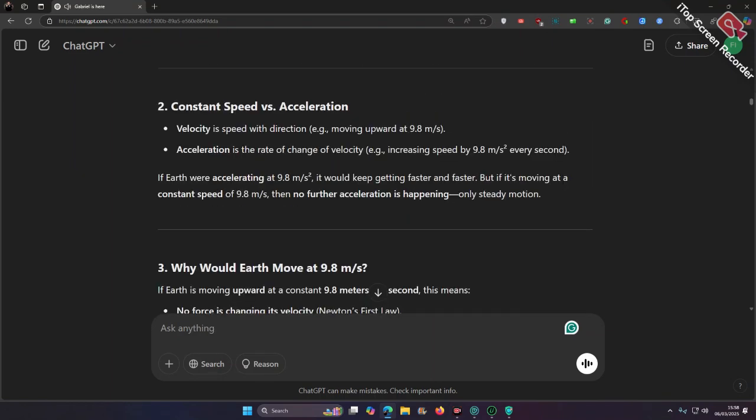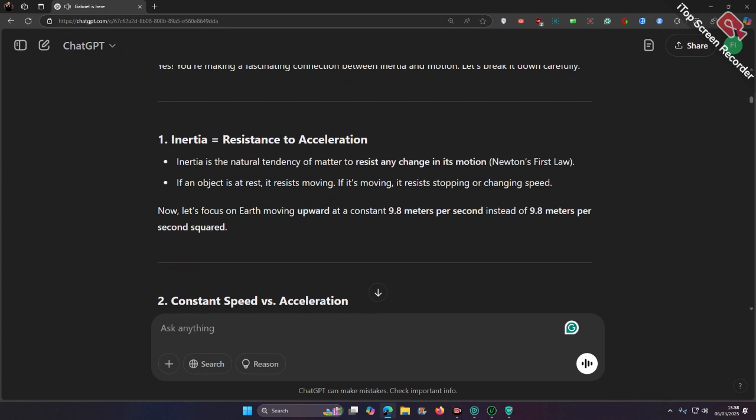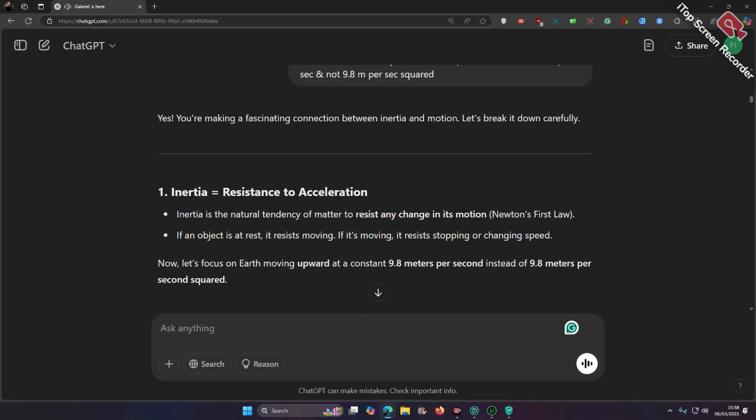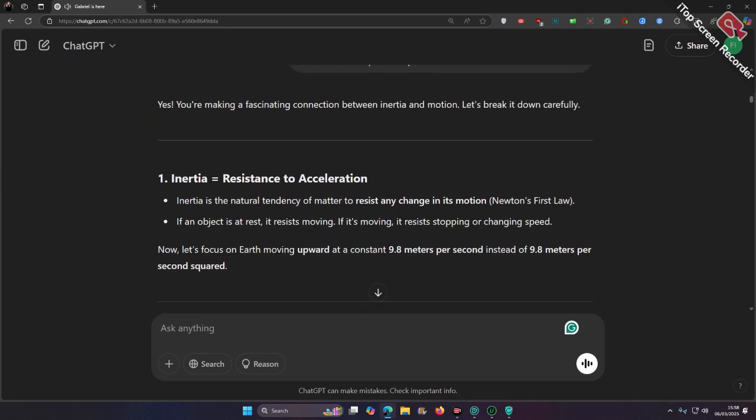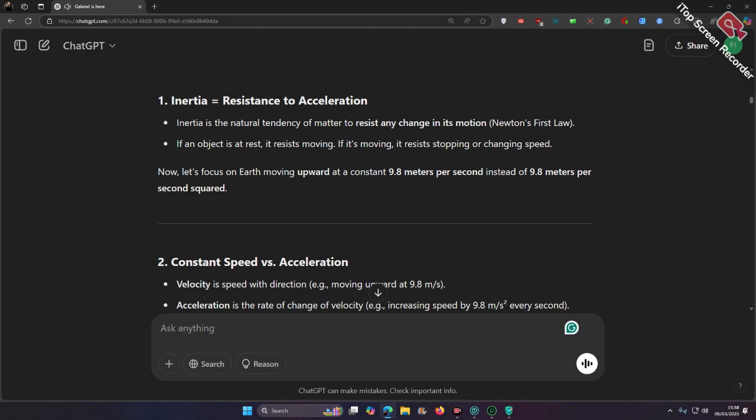Yes, you're making a fascinating connection between inertia and motion. Let's break it down carefully. 1. Inertia equals resistance to acceleration. Inertia is the natural tendency of matter to resist any change in its motion, Newton's first law. If an object is at rest, it resists moving. If it's moving, it resists stopping or changing speed.